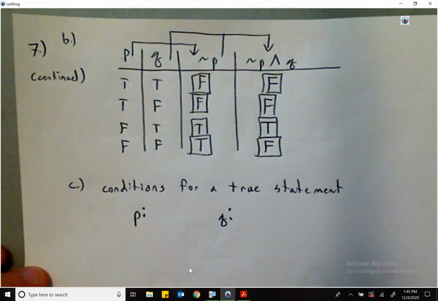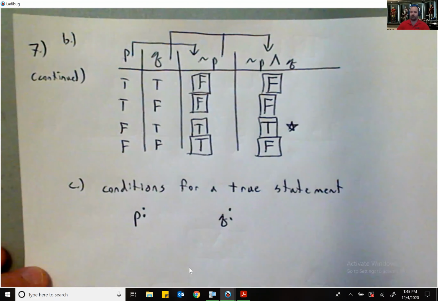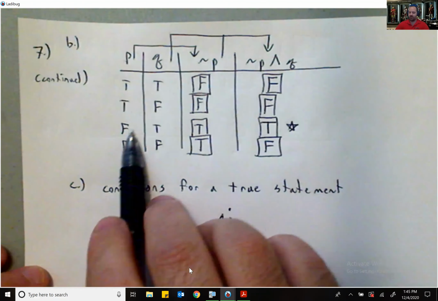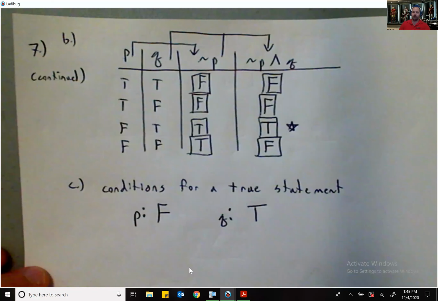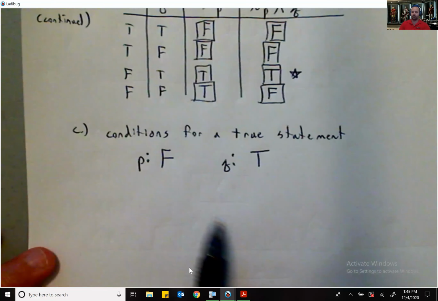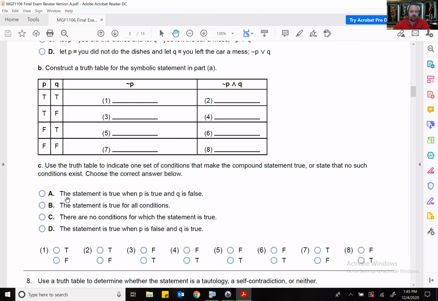When P is false and Q is true. You got it. This is the only true statement. So that happens when P is false and Q is true. So we need to find a multiple choice answer where P is false, Q is true. It says it's true when P is true, Q is false. Nope. All the statements are true. No. No conditions. Well, no. And D, the statement is true when P is false, Q is true. There it is. D.